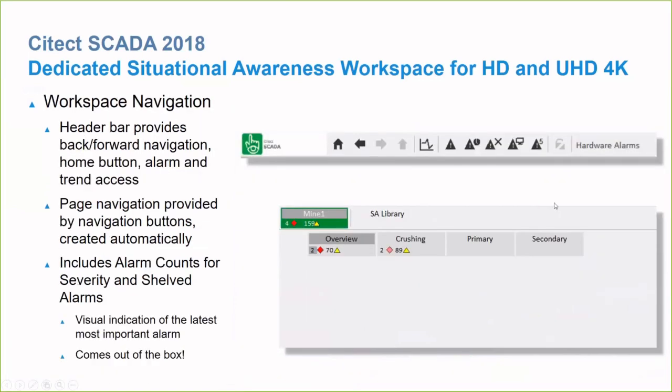The header bar that we see here provides the usual buttons to access the home, navigation, and alarms and trend mimics. The navigation buttons are created automatically within the navigation zone and will change depending on the actual user selection. The navigation zone also gives you alarm counts and filters on the alarm priorities for that area of the plant, as you see here.